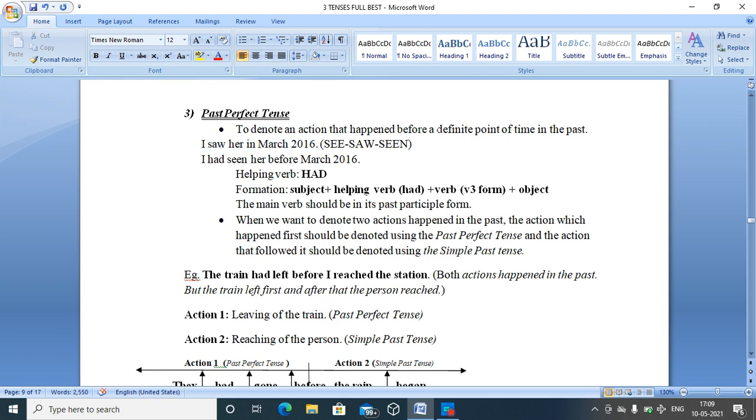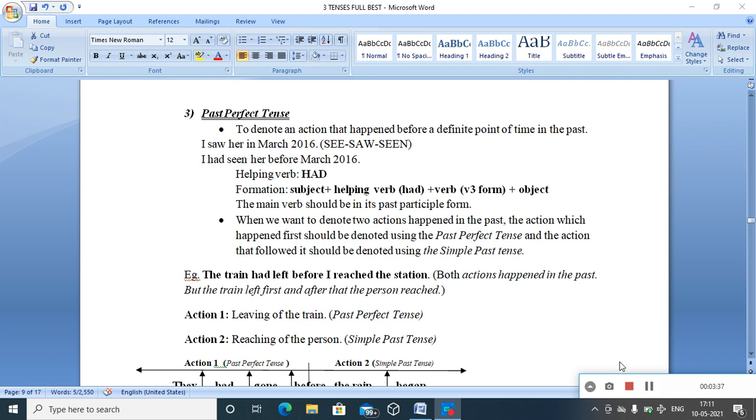As we already mentioned, with the simple past tense you can refer to any action that took place at a definite point of time in the past, maybe March 2016 or 2017, whichever it may be. When we look from 2020, it's a past definite point of time. To refer to such an action, simple past tense is more than enough. But not that. We have to refer to an action that happened before such a definite point of time in the past.